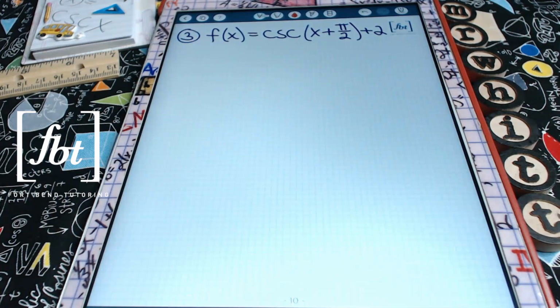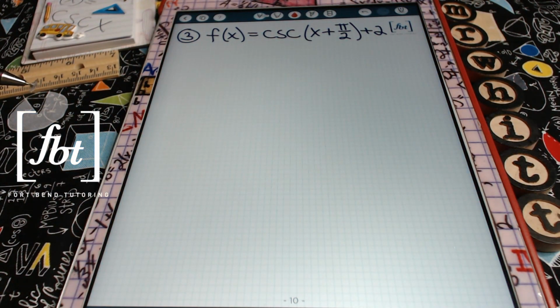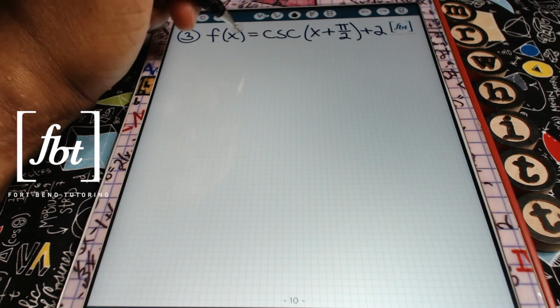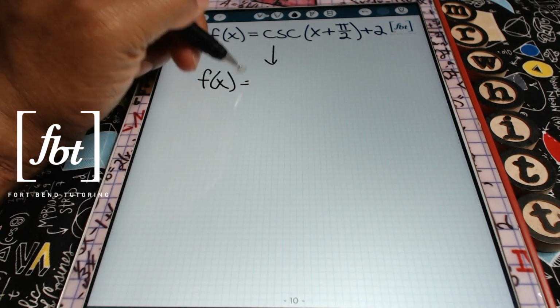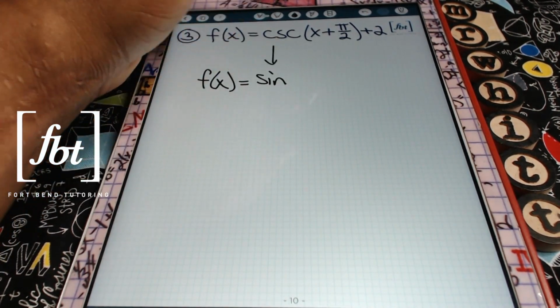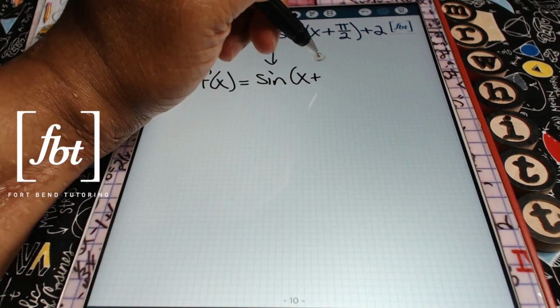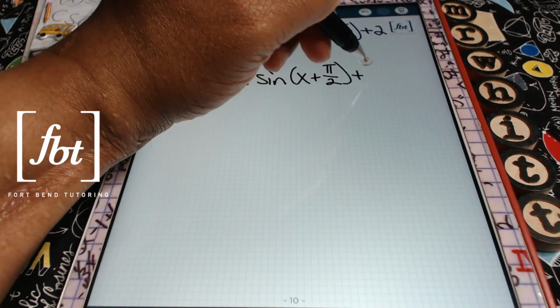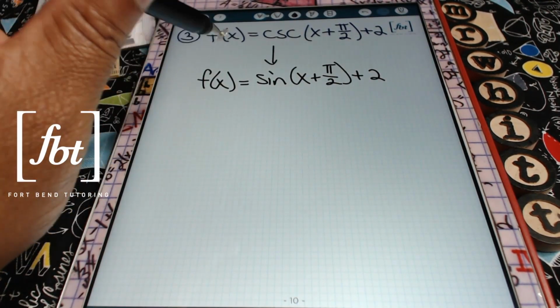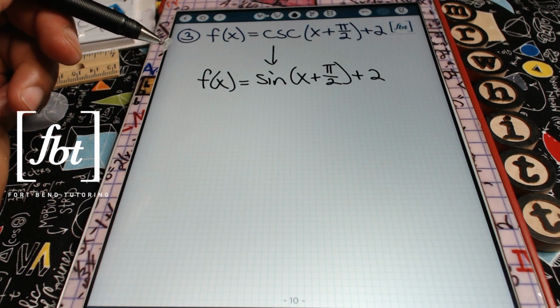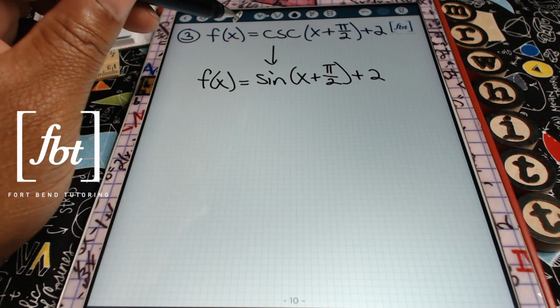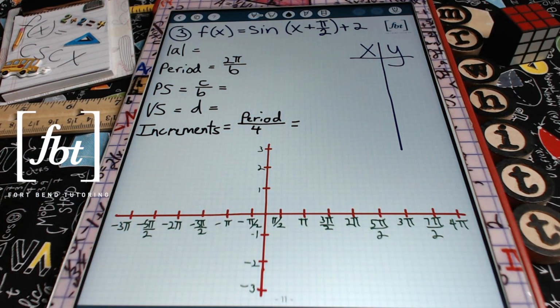And let's continue with problem number 3. Here in problem number 3, we have f of x equals cosecant of x plus pi over 2 plus 2. So my first step in this process is going to be to rewrite this initial cosecant function as a sine function. So this is going to be f of x equals sine of the quantity x plus pi over 2 plus 2. And this is going to be the function that I'm going to use as a tool, as a crutch, to help me graph the cosecant function.